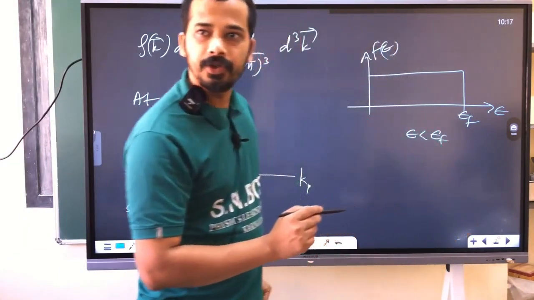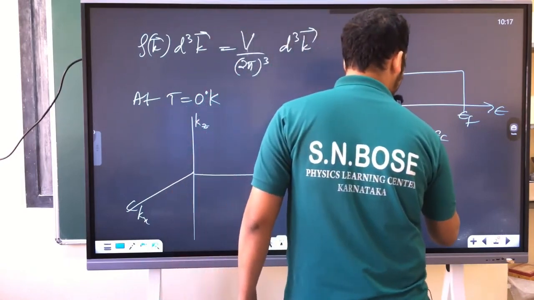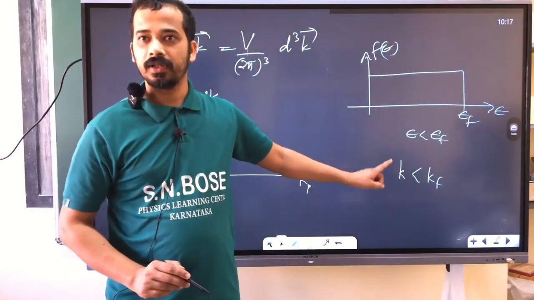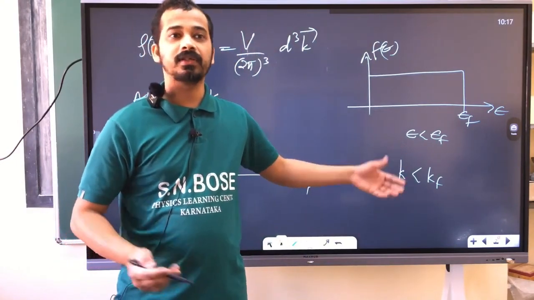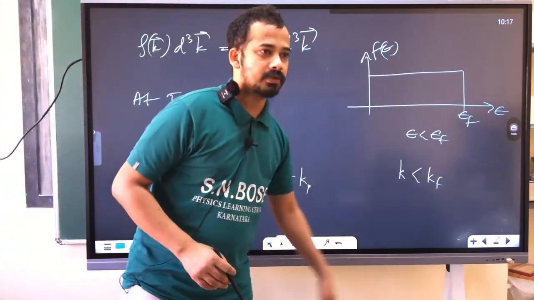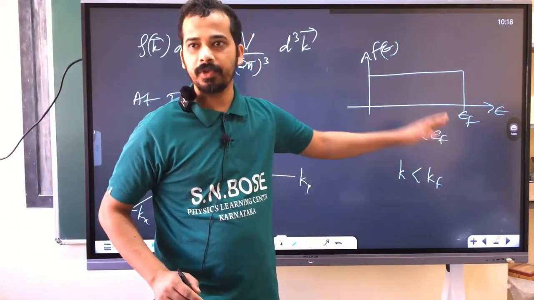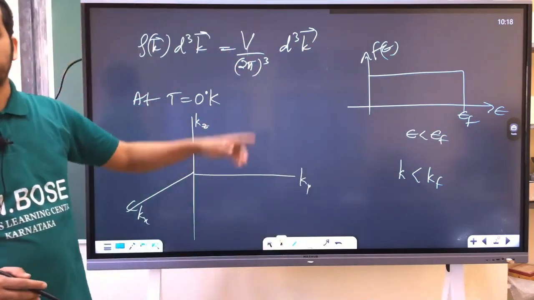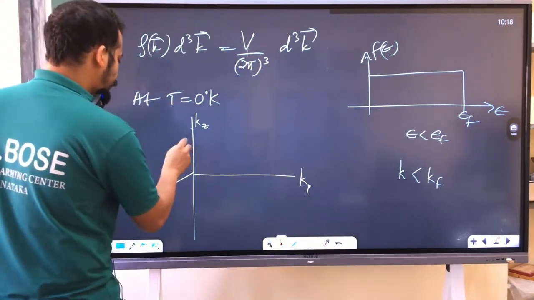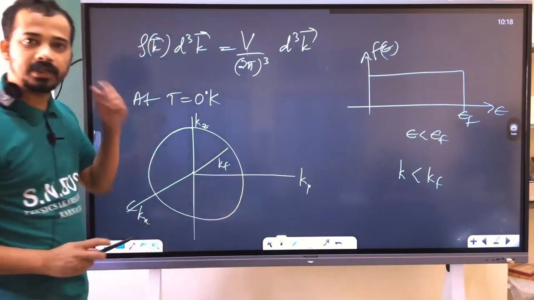Am I right? Energy less than EF are completely filled. In k space, magnitude of k less than kf. What is this region? That's one spherical region, where k equals root of kx square plus ky square plus kz square, isn't it? Here E is less than EF. Here k is a vector. If magnitude of k is less than kf in 3 dimension, that will make a sphere of radius kf. Can I write like this?